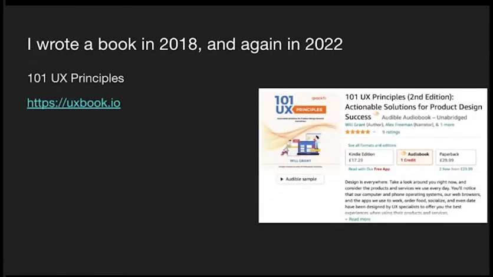This is the only advert for the book, I promise, and it's relevant. I wrote a book in 2018 and rewrote it in 2022, and it's 101 UX Principles. I wanted to call it Opinionated User Experience Principles, but the publishers wouldn't let me because they didn't think anyone would know what that meant. But I was going for the same kind of thing as Ruby on Rails was going for.